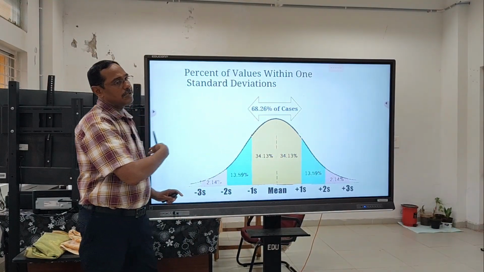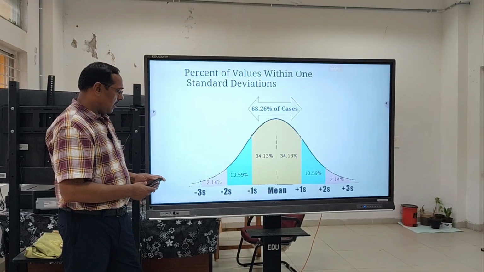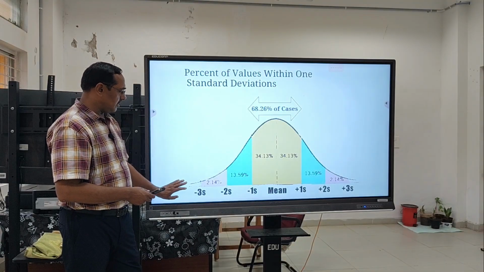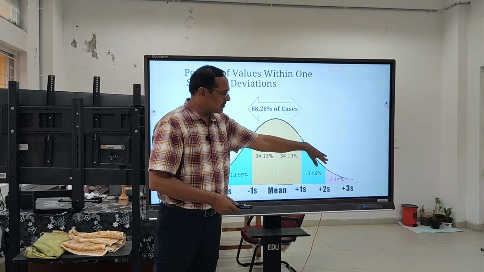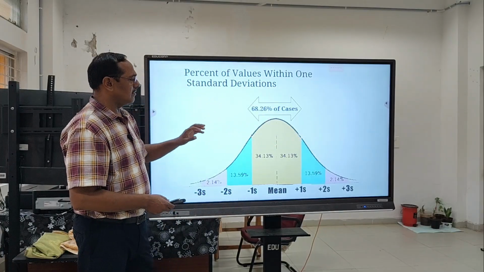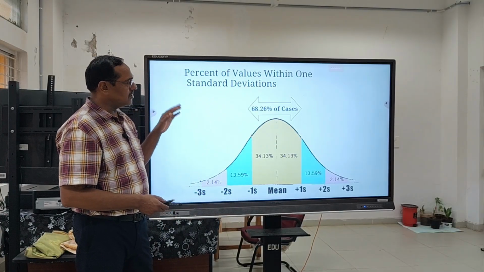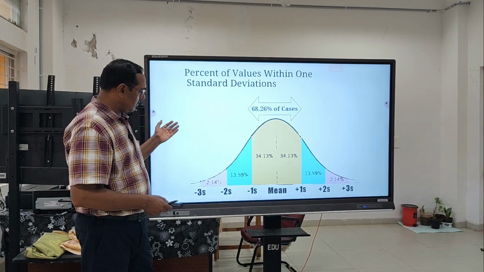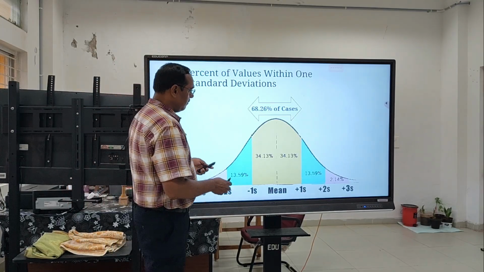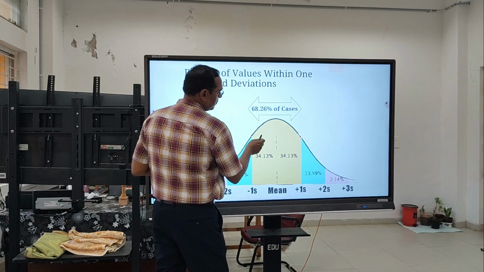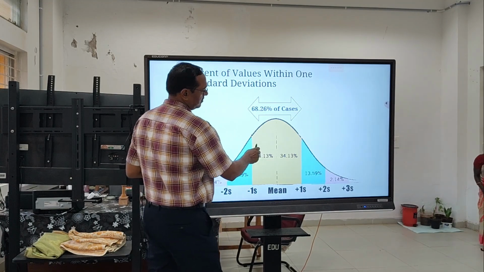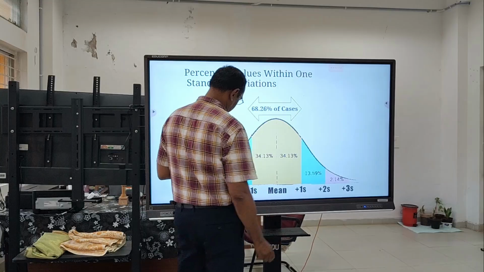Our scores spread across 6 standard deviations, and we have 0.14 here and 0.14 on the other side, totally 0.28%. That's the very minimum percent which is left out of the normal probability curve. So if you take the middle part, you will have around 60% of the scores. So this will be 60% of the scores.